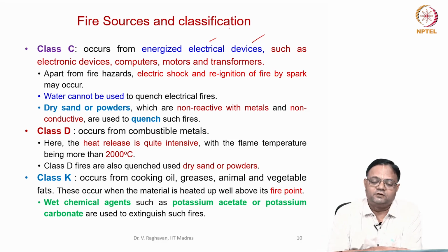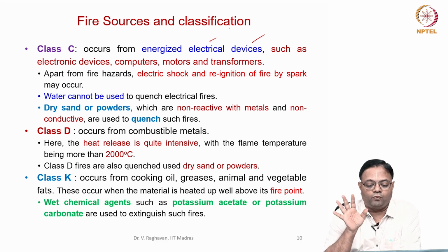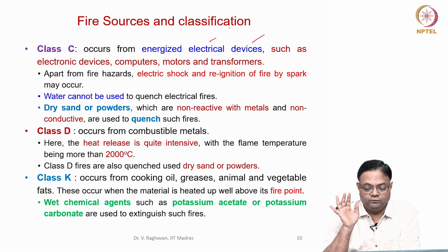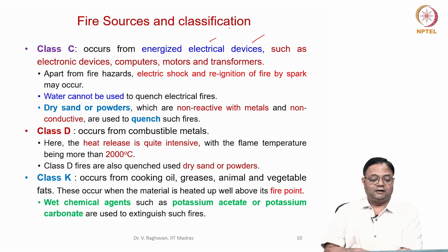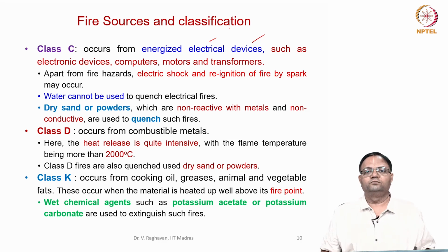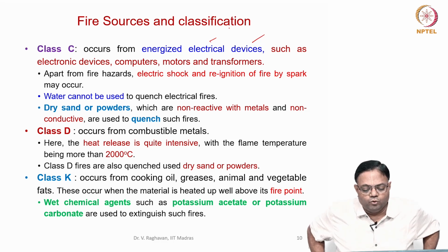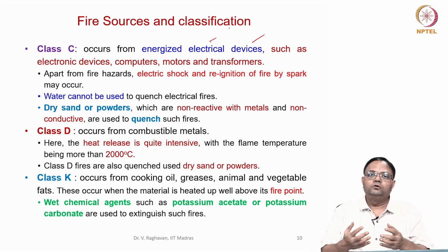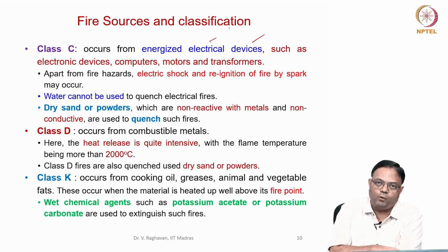Now, how will you quench this? You cannot use water. So, for class C, you have to use dry sand or some powders to quench this. Basically, first of all, you have to switch off the power and then use the dry sand or these powders to quench the fire.